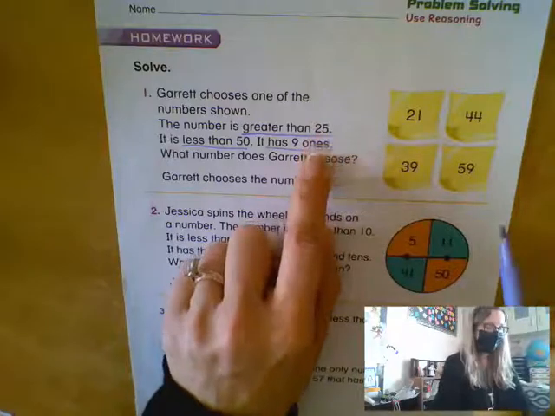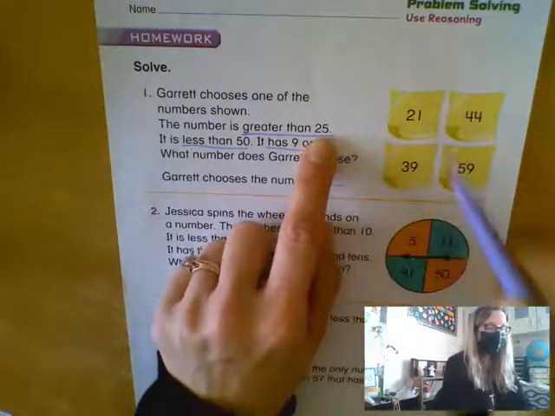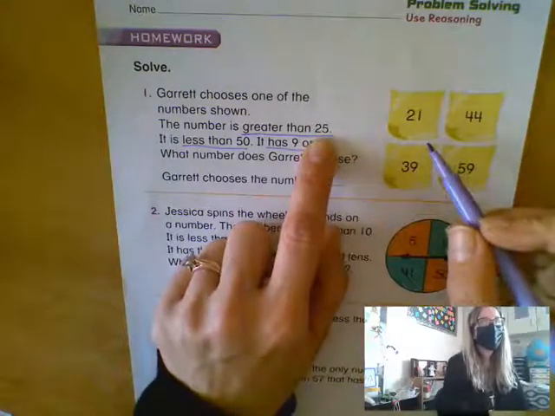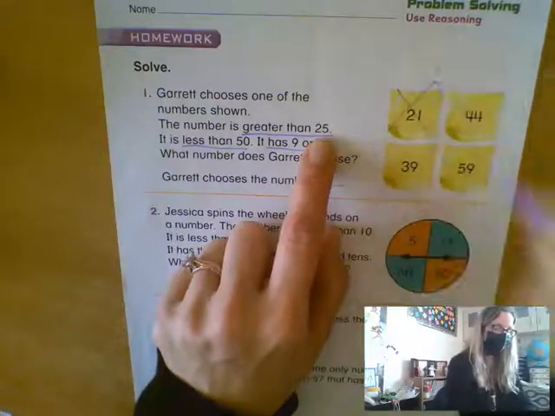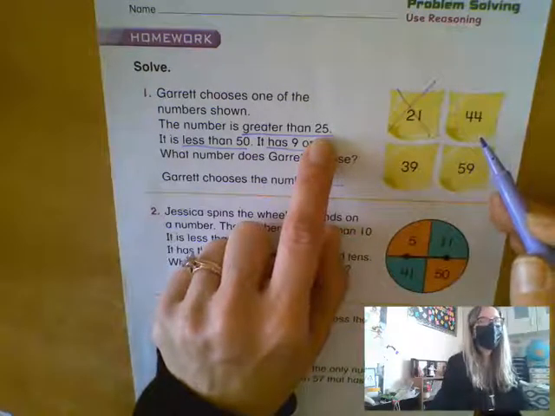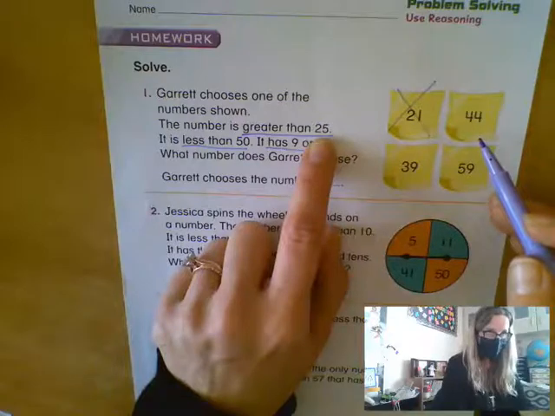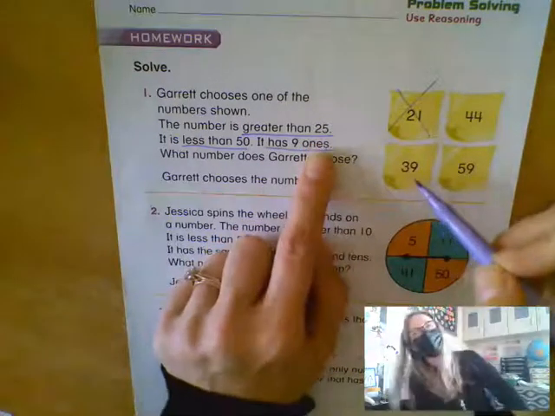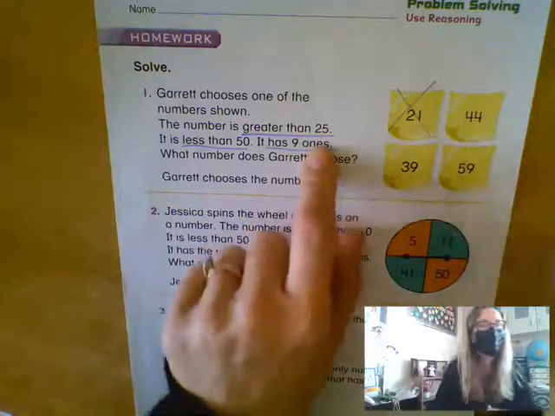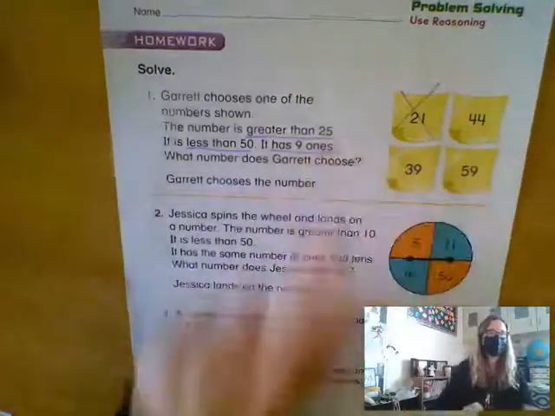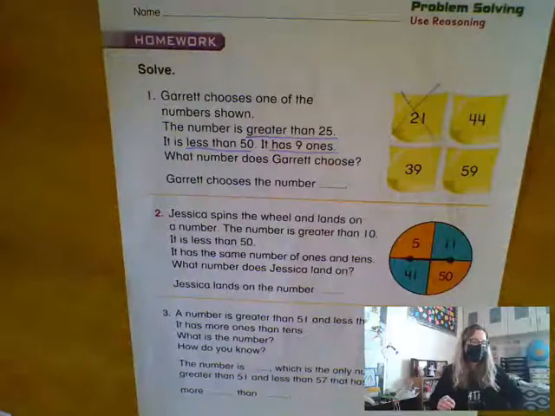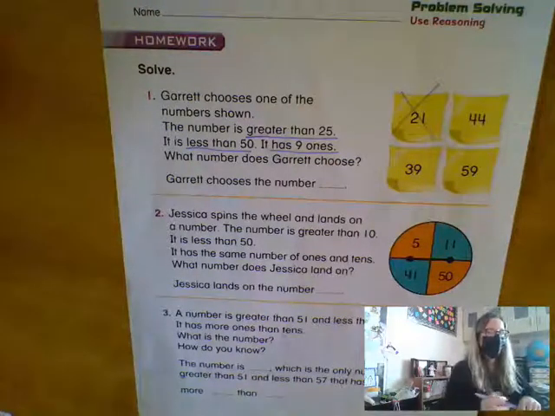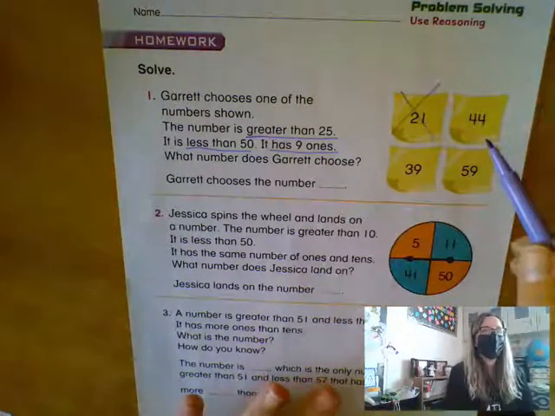Then I would put, okay, so which ones are greater than 25? Is 21 greater than 25? No, so cross off 21. Is 44 greater than 25? Oh, yeah, it is. Is 39 bigger than 25? Is 59 bigger than 25? Yes. So then the next thing it tells us is it's less than 50. So is 44 less than 50?